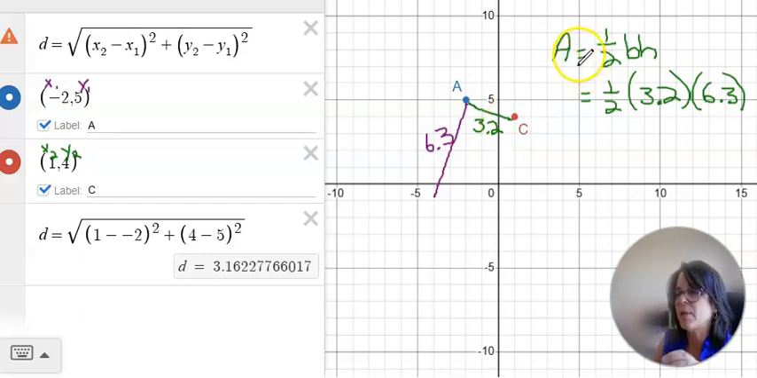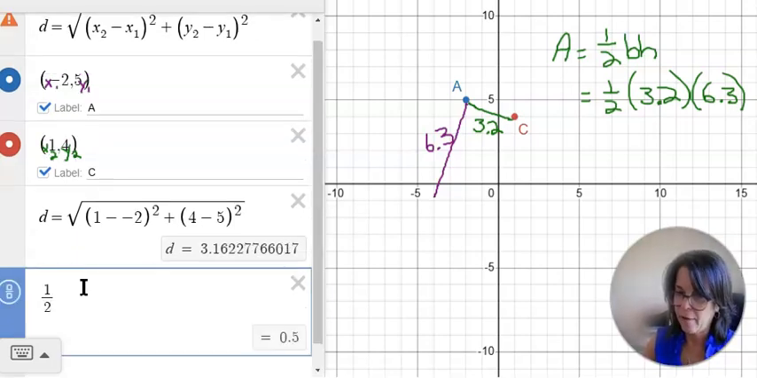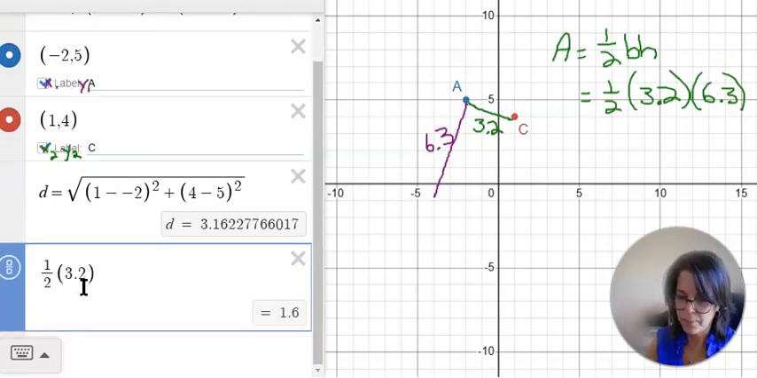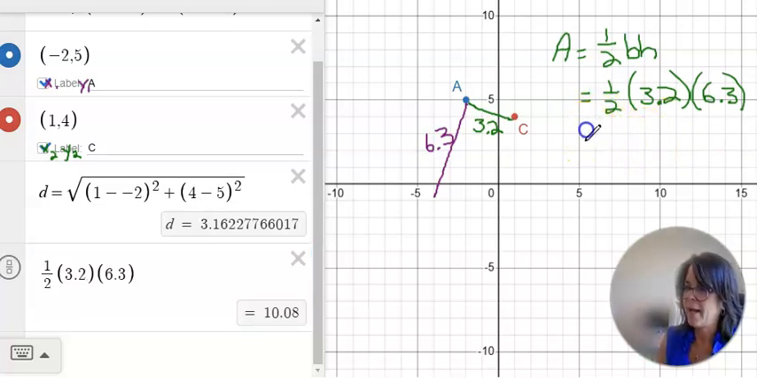So now I plug these numbers into my formula for area of a triangle. 1/2 times the base times the height, and I just put that in the calculator. I can use another field right here and type 1/2, move your arrow out, times 3.2 times 6.3, and I get 10.08 as my area of my triangle.